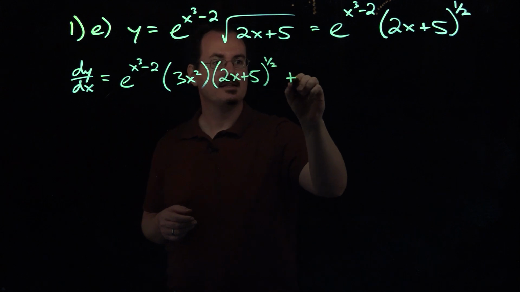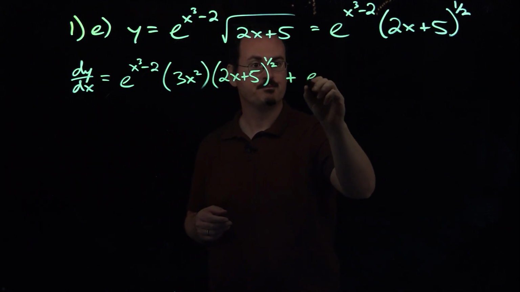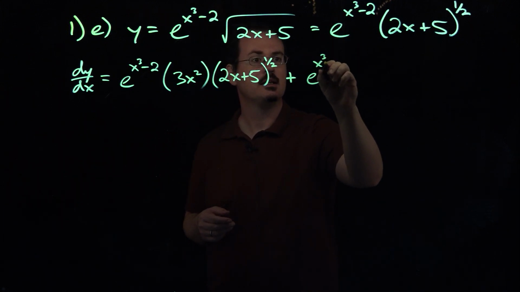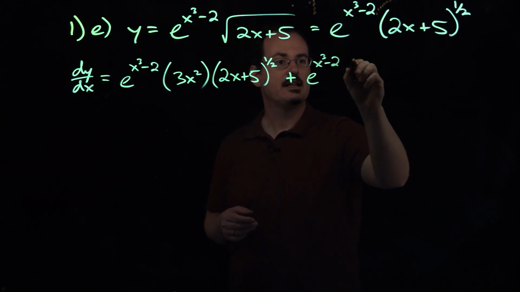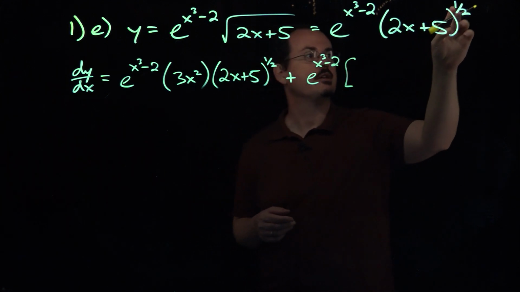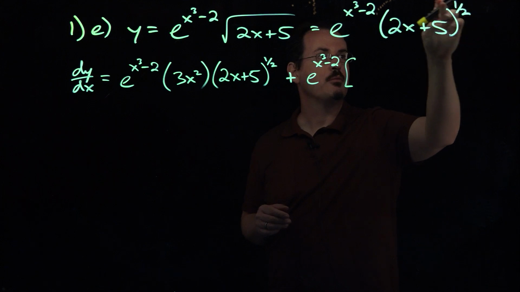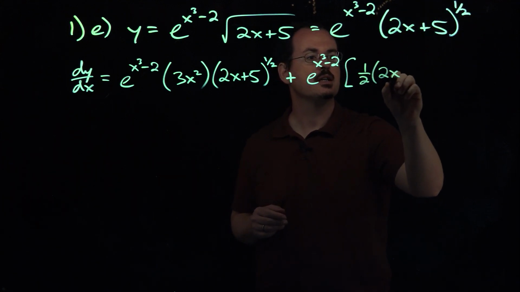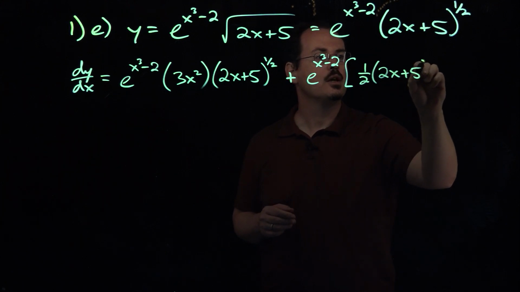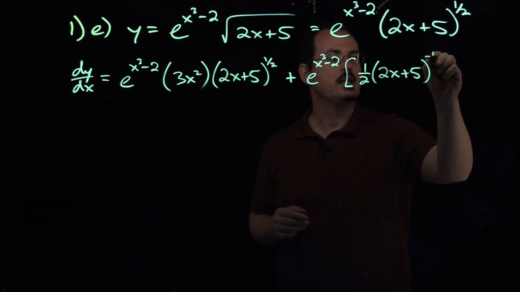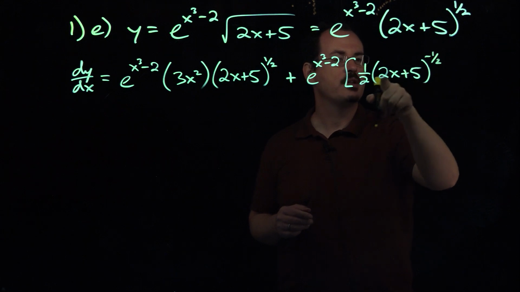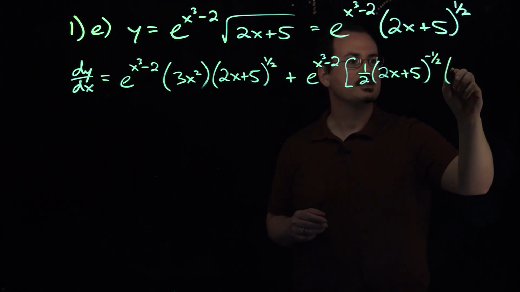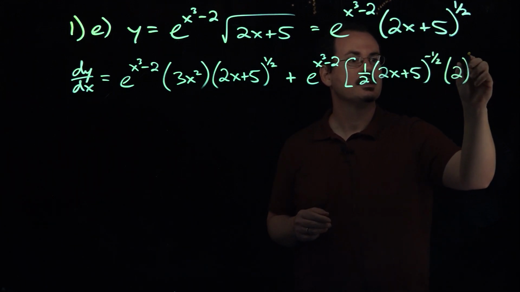And then add this to now the first function, that's this again, times the derivative of the second function, which itself is going to require the chain rule. General power rule, remember what we do there is put the 1/2 in front, copy the stuff that's on the inside of the parentheses, lower the power by 1, so that's going to give us negative 1/2, and then multiply by the derivative of the thing that's on the inside of the parentheses, which is 2 in this case.